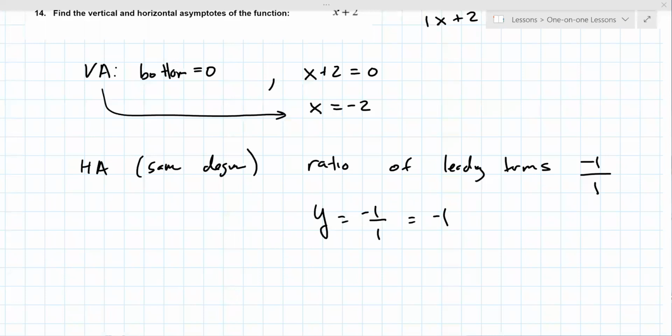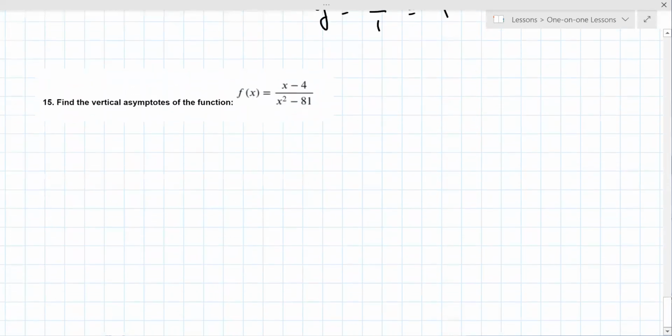All right, so for 15, 15 has got some similarities. For the vertical asymptotes, you're still going to set the bottom equal to 0. You're still going to set x squared minus 81 equal to 0. There are two solutions to that. X ends up equaling plus or minus 9. So there's two vertical asymptotes.